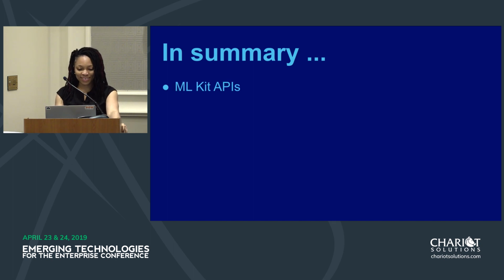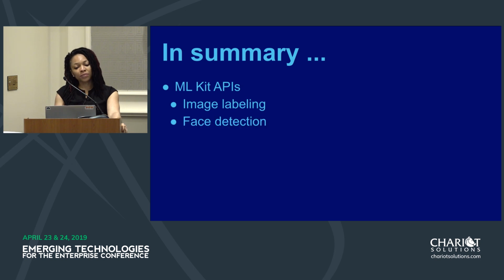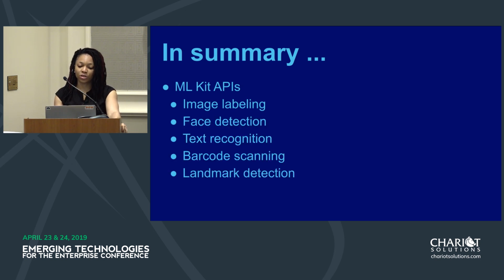Okay, so in summary, we talked about ML Kit APIs. We explored image labeling, barcode scanning, face detection, text recognition, landmark detection, and I just highlighted a few things about the custom model. I also talked about Flutter, introduced it and talked about widgets, and told you why I think Flutter is great and why I think you should use it. I talked about the cons of using Flutter if you're considering it.